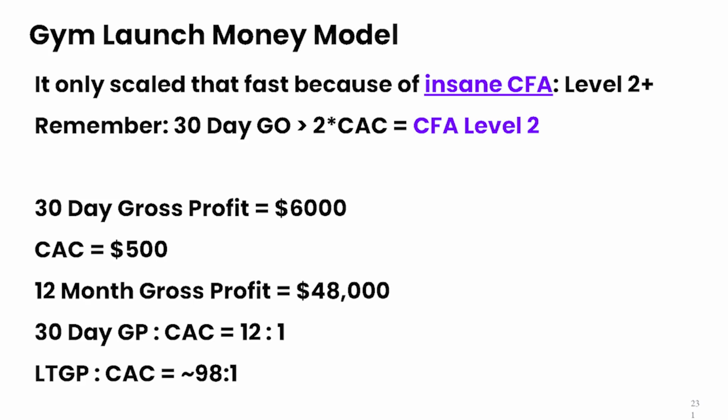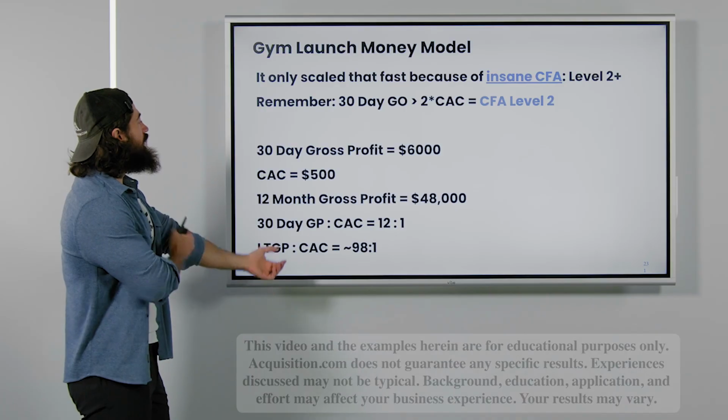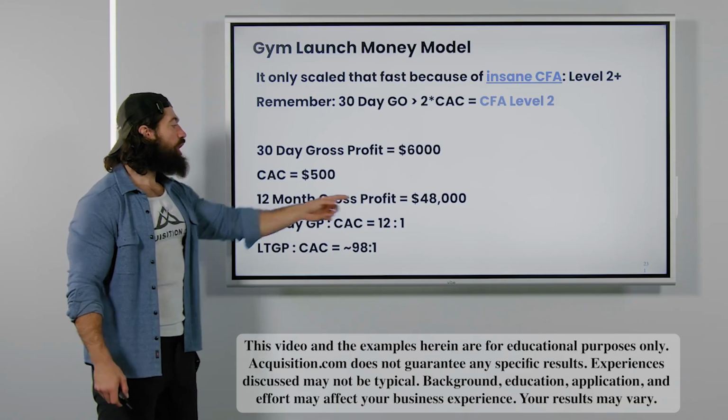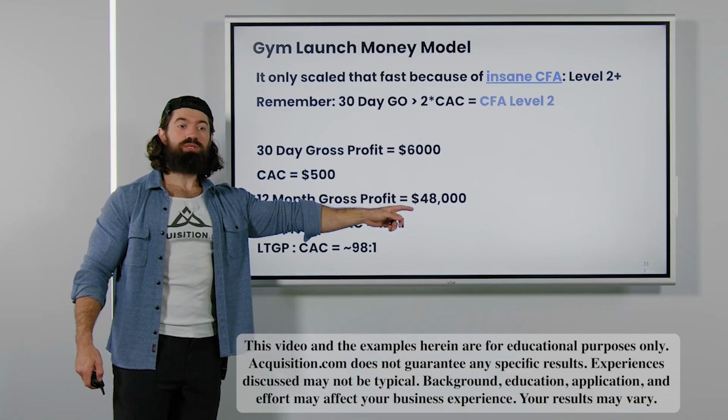So remember, level three is 2 times CAC, right? It should say level three. Okay. So these were our actual metrics. People don't share this. These were the actual metrics: our 30-day gross profit was $6K, our CAC was $500, and our 12-month gross profit was $48,000.